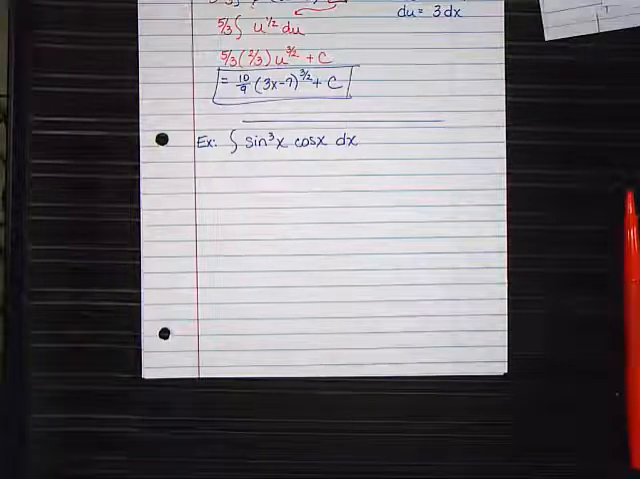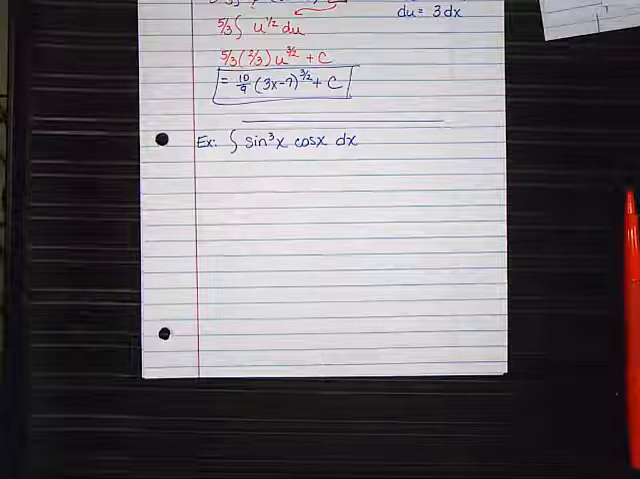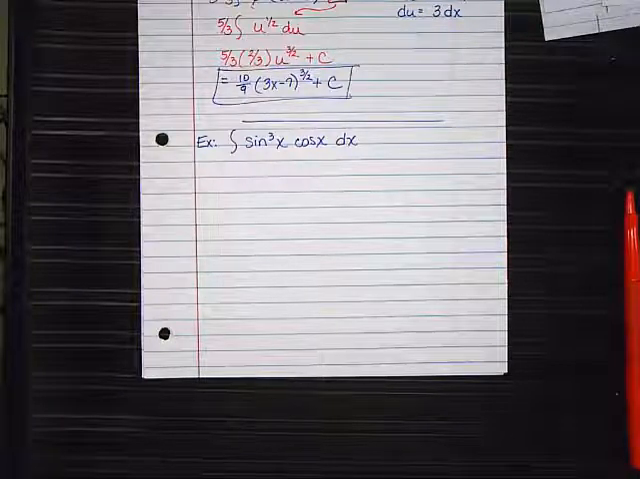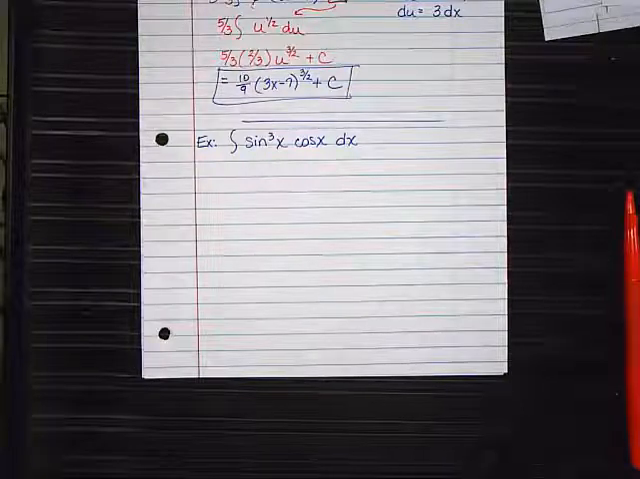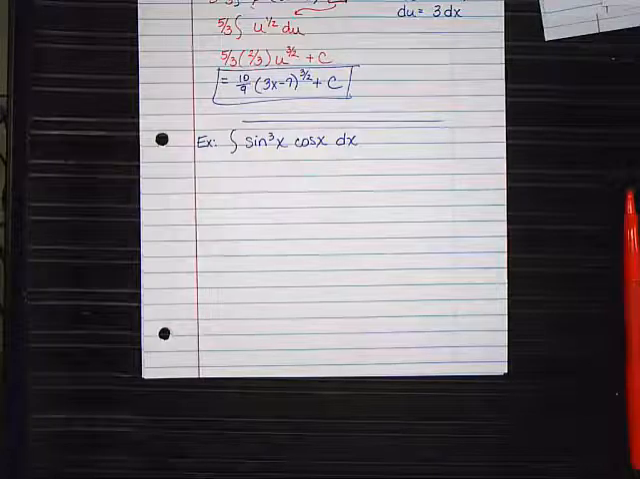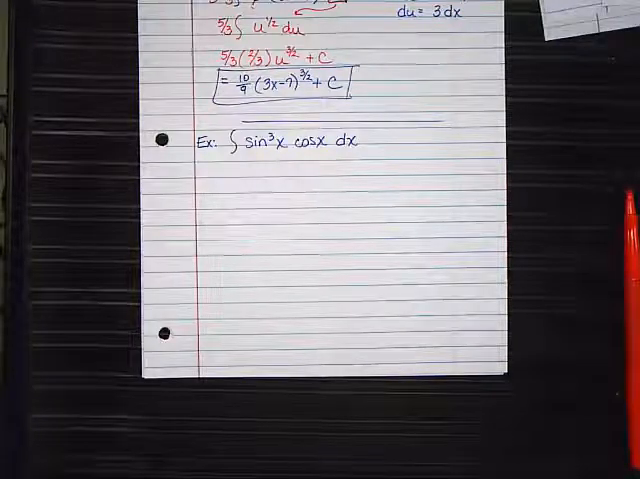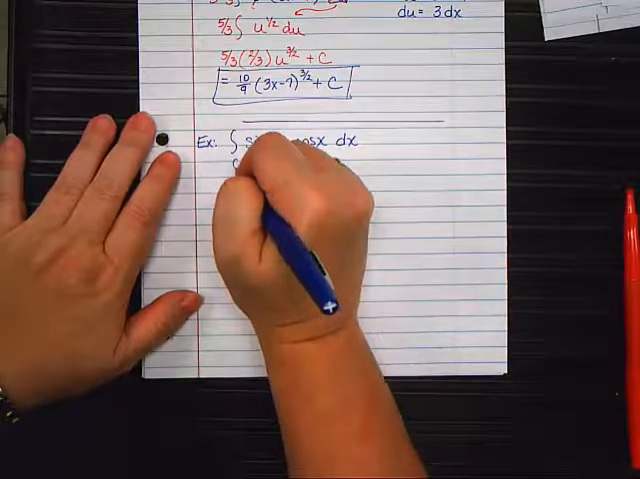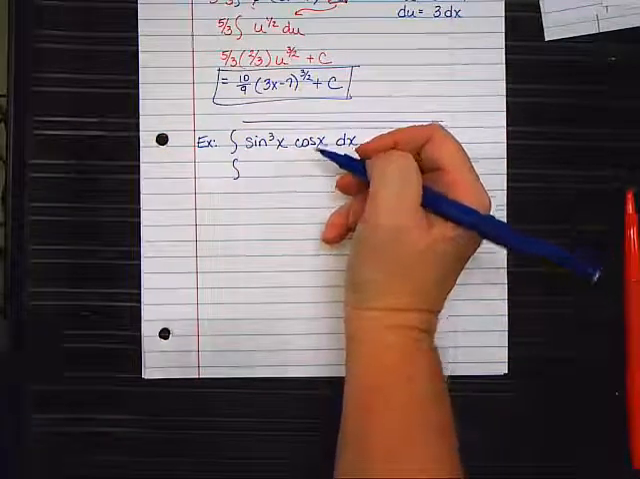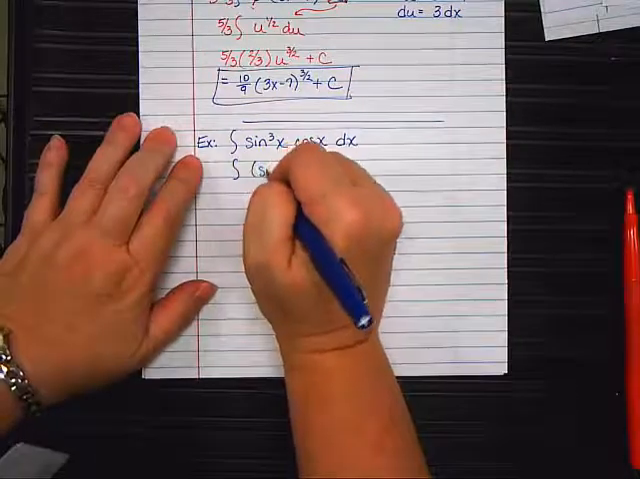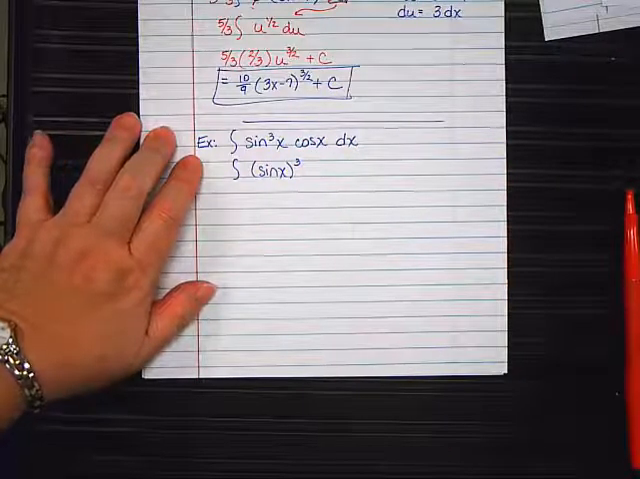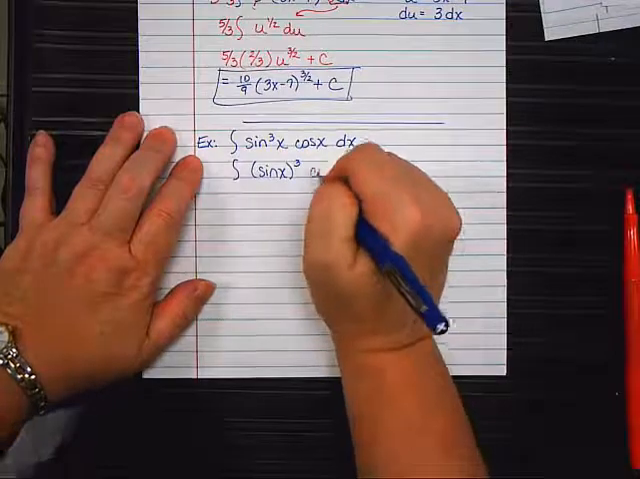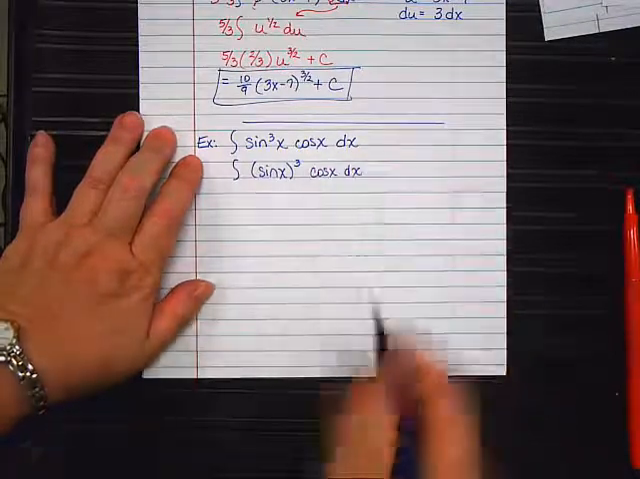Okay. Do we have two U's? No, we don't. Not exactly. In the scenario where you have two trig functions, one is the U and the other one's the DU. Okay, watch this. I need to rewrite this. And I'm going to pull that third power out because isn't this the same thing? You see it now? Cosine x dx. There we go.